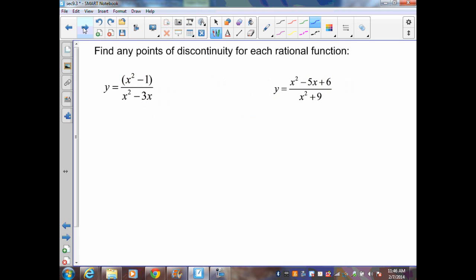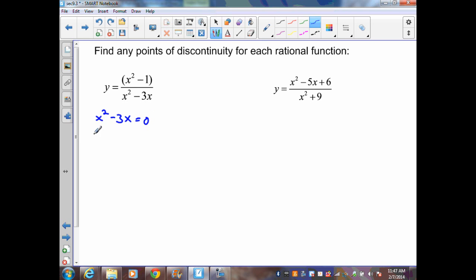Now, let's take a look at some samples. Find any points of discontinuity for each rational expression. Here, I want to solve the denominator for any value of x that would make this 0. To do that, as in the previous slides, I set that to 0. x squared minus 3x equals 0.